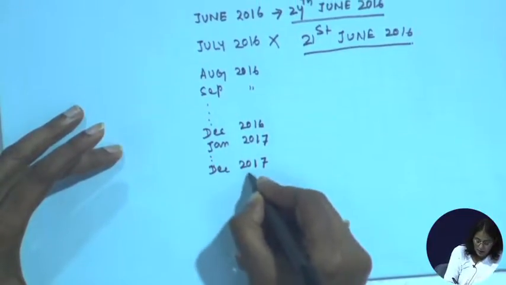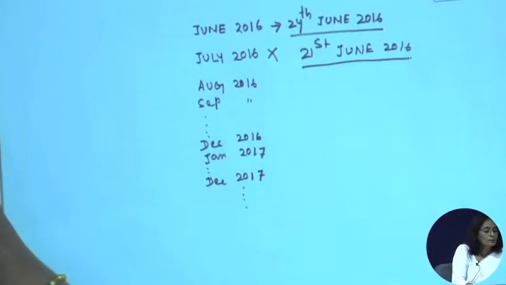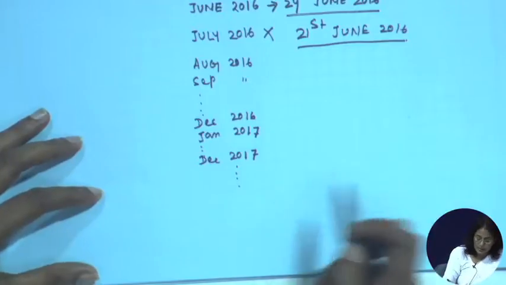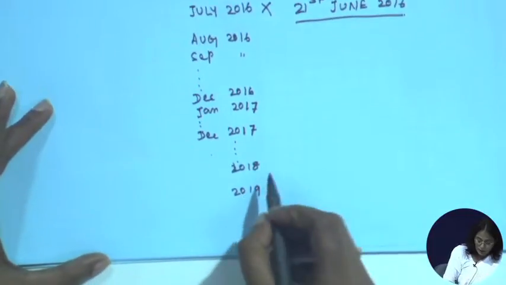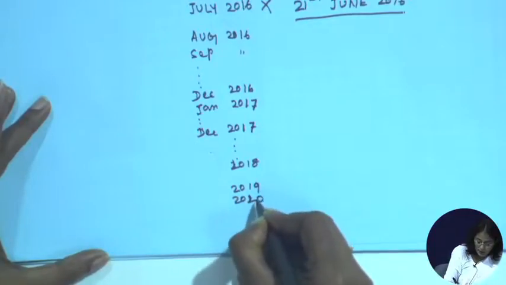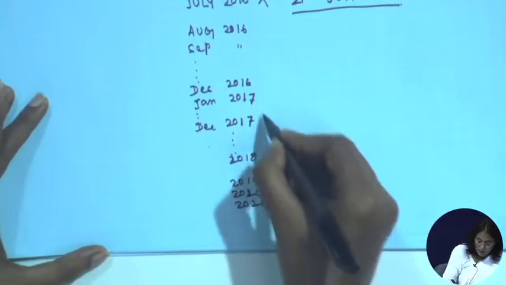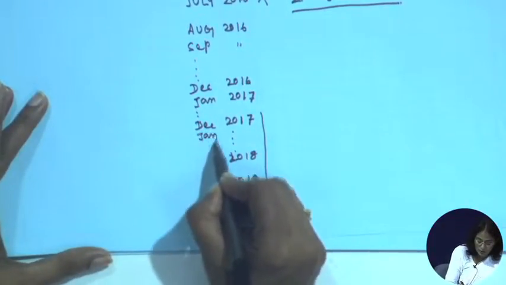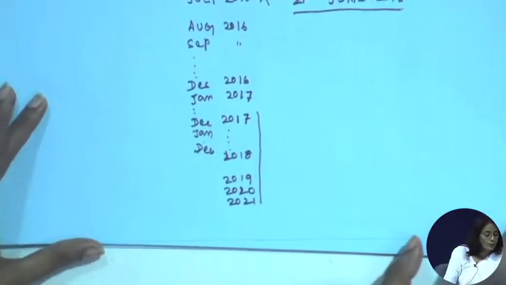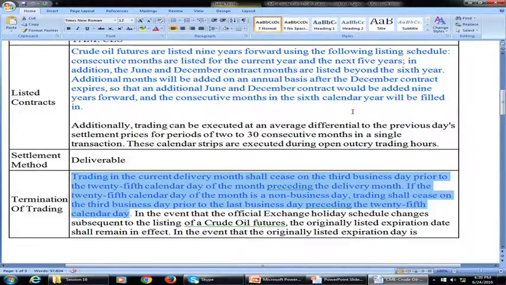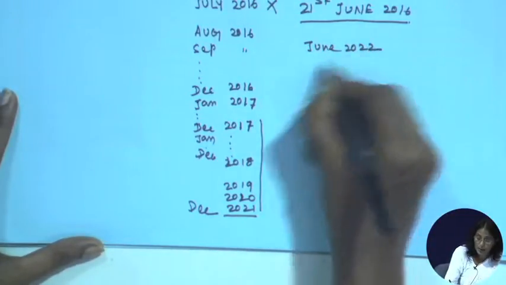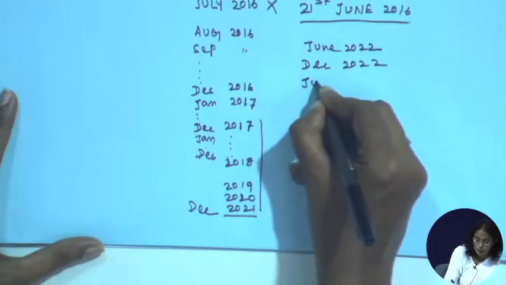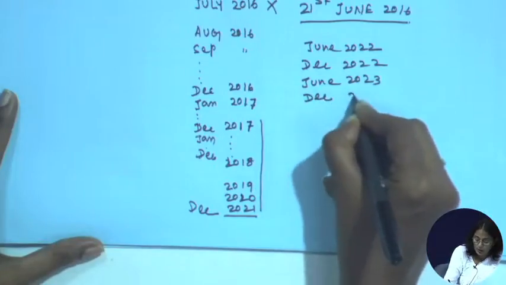Similarly, you will have all monthly contracts up to the next 5 years. We will have 2018 contracts, all serial months, 2019 contracts, 2020, 2021. So all serial month contracts from January to December will be available. And if you recall, subsequent to this, only June and December contracts will be available. So beyond December 2021, we will have the June 2022 contract and December 2022 contract, June 2023 contract, December 2023 contract.